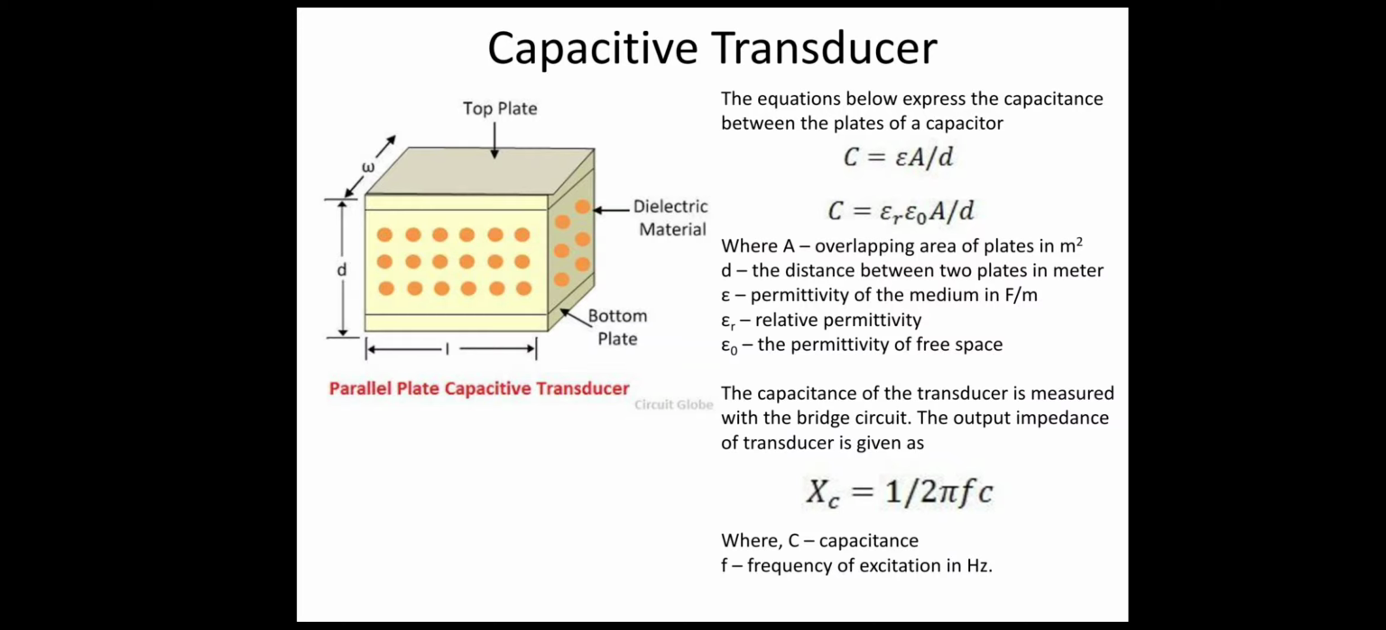On the other hand, the area of overlap between the fixed plate and the moving plate changes while maintaining the gap constant. Variable area type sensors give rise to a linear variation of capacitance with the input variable, while a variable separation type sensor follows an inverse relationship.